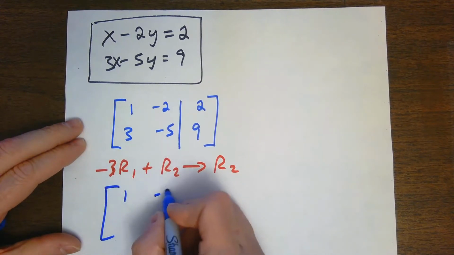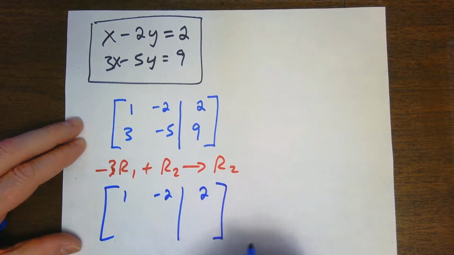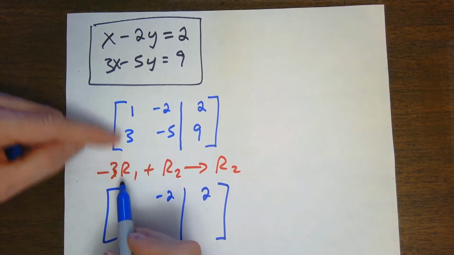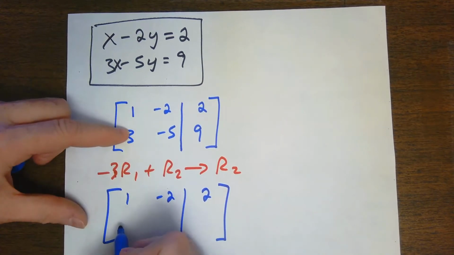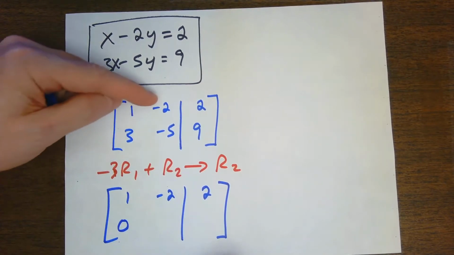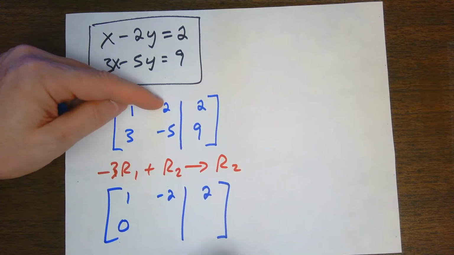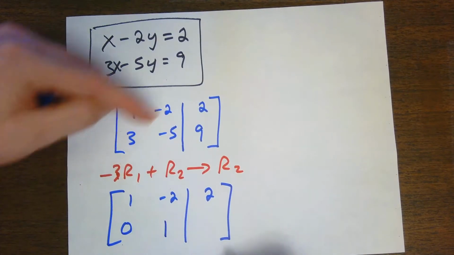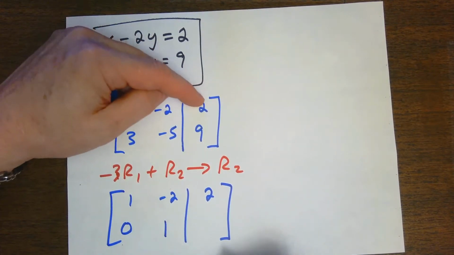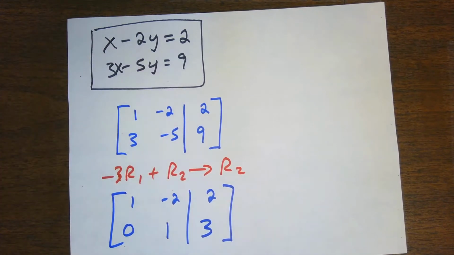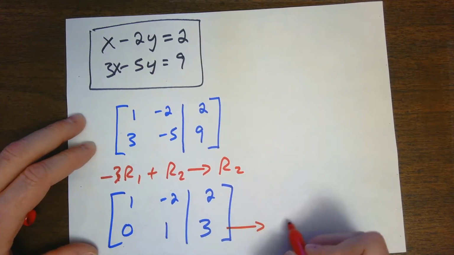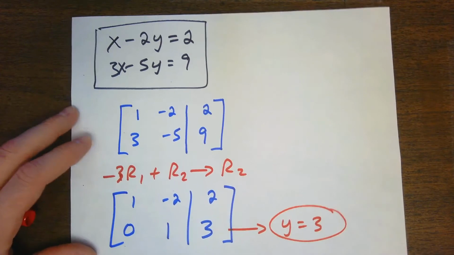You should have got, notice I'm writing row 1 in there because that didn't change. The only thing we're changing is row 2. -3 times 1 is -3, plus 3 is 0. -3 times -2 is 6. 6 minus 5 is 1. -3 times 2 is -6, plus 9 is 3. So now, see what's happened here. What is this row telling me? That no x's and 1 y is 3. I've already got it solved for y.